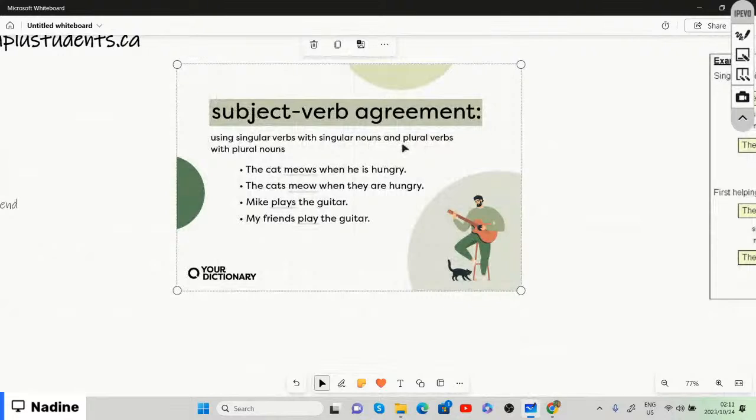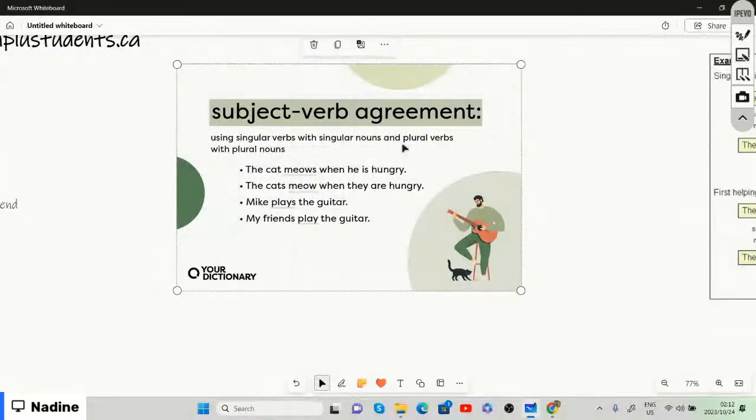So subject verb agreement, right? That is our chapter for today. It means using singular verbs with singular nouns and plural verbs with plural nouns.